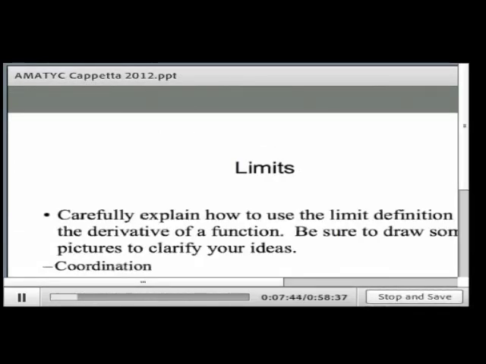So here's a question I like to use. You mentioned that you think limits are one area where students really struggle. Well, ask them what their understanding is. The slide here says: carefully explain how to use the limit definition to find the derivative of a function. Be sure to draw some pictures to help clarify that idea. So we're looking at the definition of the derivative, but we're also using the limit to get there. How can we relate those ideas together? We're coordinating limits and derivatives, as well as developing personal understanding of those concepts.